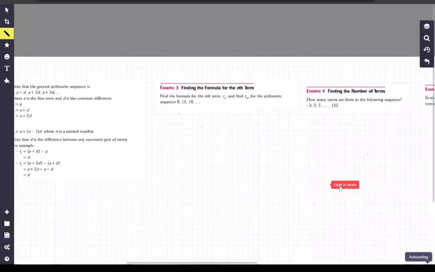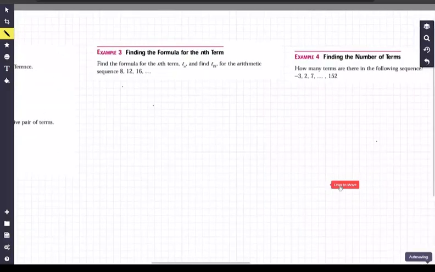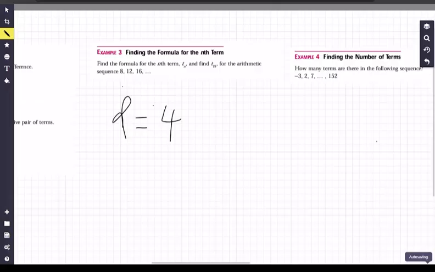Okay, so I'll write out what I have every single time. I know my common difference right now. That is 4, because I'm adding 4 every time, right? And I also know my a, which is my first term, because we're starting with 8. So that is pretty straightforward: a equals 8.